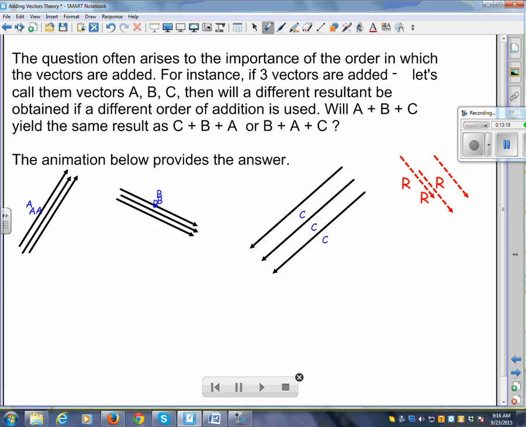Let's hope you remember. The question often arises as to the importance of the order in which the vectors are added. I still get kids say to me, does it matter what order I do them in, Mr. Bennett? For instance, if 3 vectors are to be added, calling them A, B, and C, will a different result be obtained if a different order of addition is used? Will A plus B plus C be the same as C plus B plus A or B plus A plus C? Does the order matter? No. We learned that in the pirate thing. Let's just watch, because I spent some time making this cool little video. A plus B plus C.